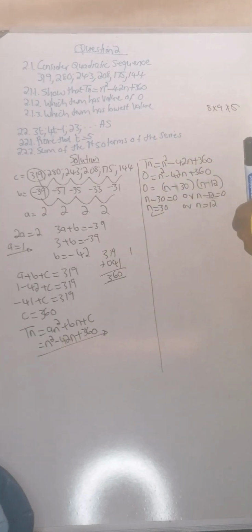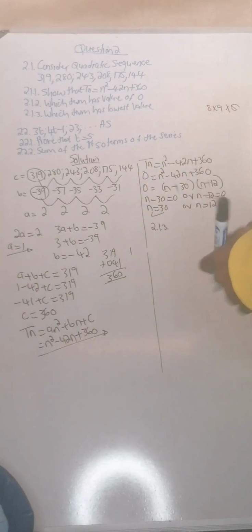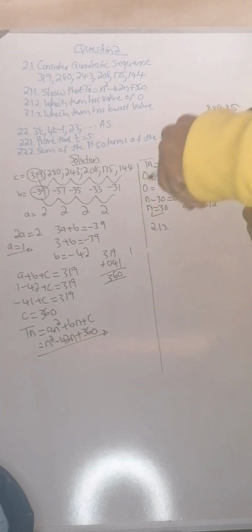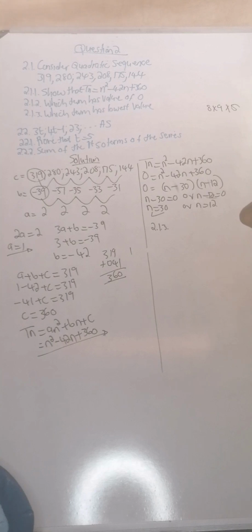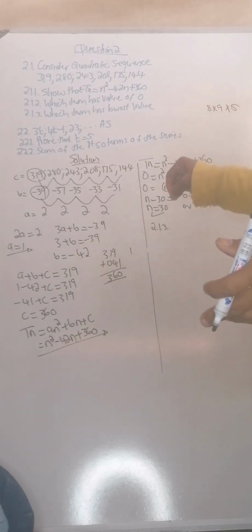Right, 2.1.3. It says, which term has the lowest value? I know the lowest value has to be a value that is negative. Those are the lowest values. You see in here, 0 is not the lowest value.